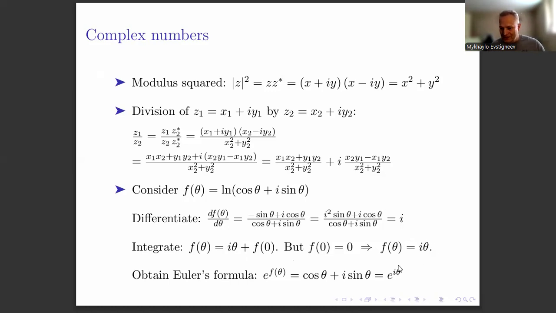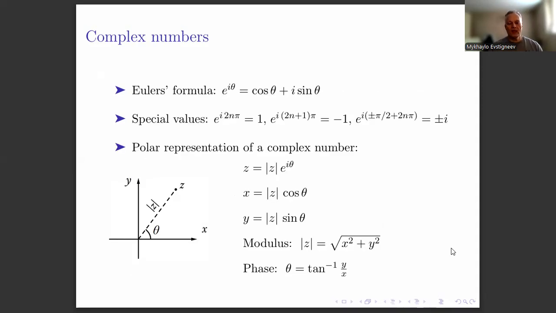And finally, we exponentiate both sides of this equation, and we prove Euler's formula. e to the power i theta is cos theta plus i sine theta. Interesting, isn't it? What can we use Euler's formula for?